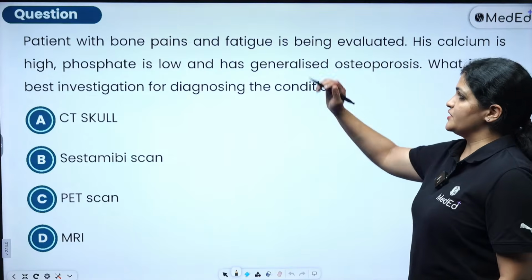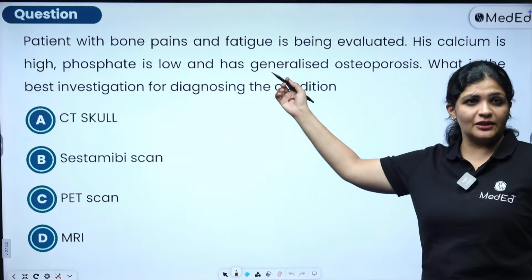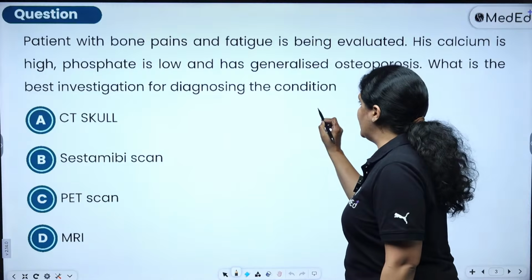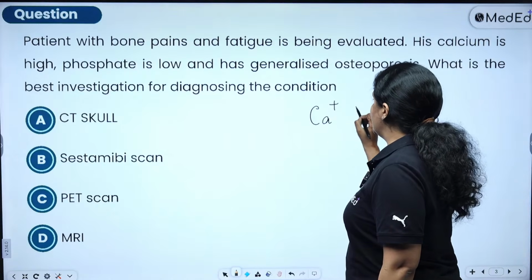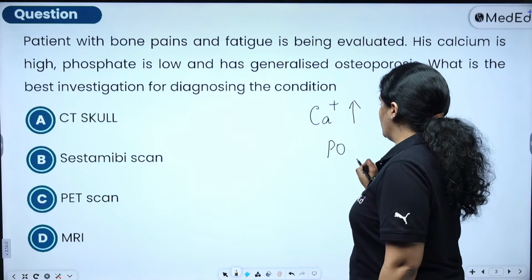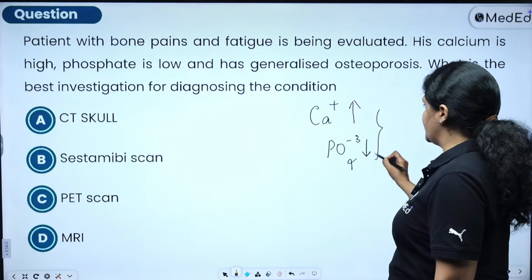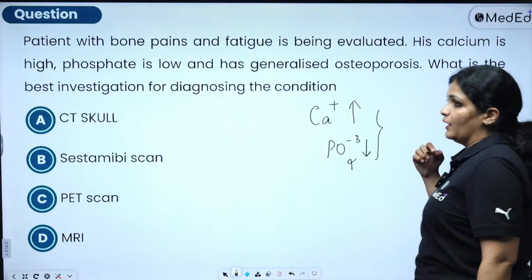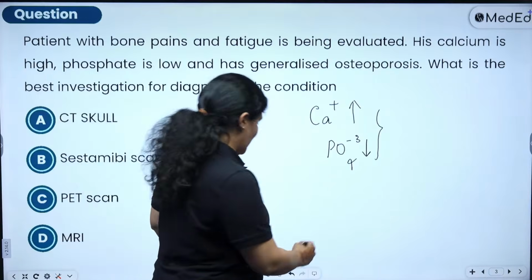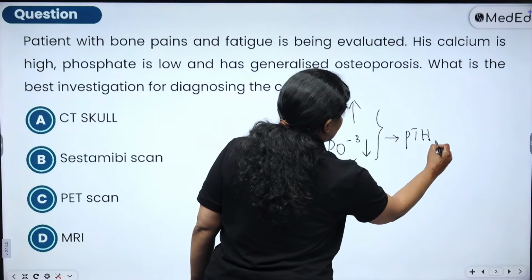Coming to the first question, a patient presenting with bone pain and fatigue is being evaluated. Now you see there is a high calcium. First the presence of bone pains, then high levels of calcium, which is hypercalcemia, and phosphate is low. This will teach you something very important. Whenever calcium is high and phosphate is low, you have to immediately think of one important parameter. What is that? That is your PTH.